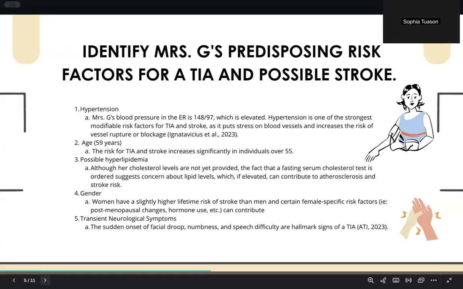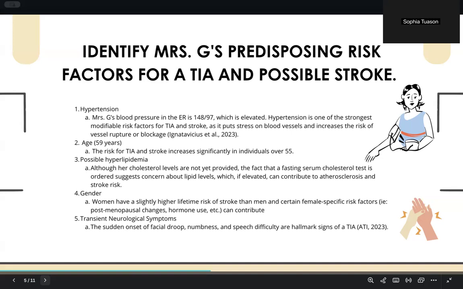To identify Mrs. G's predisposing risk factors for a TIA and possible stroke, the first one we have is hypertension. Mrs. G's blood pressure in the ER was 148/97, which is elevated. Hypertension is one of the strongest modifiable risk factors for TIA and stroke, as it puts stress on the blood vessels and increases the risk of vessel rupture or blockage.